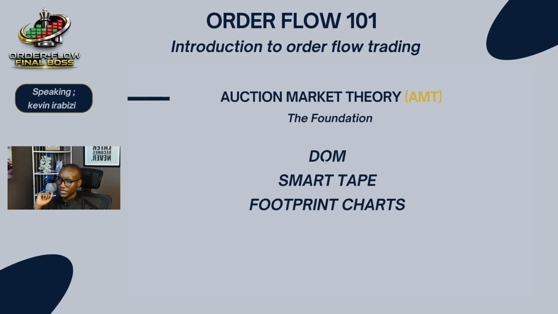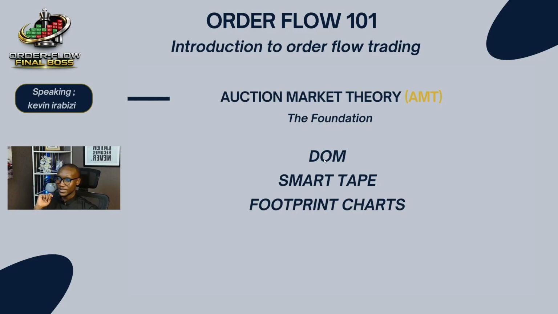DOM stands for the depth of market, and this is where we find our limit orders or our passive orders. The depth of market, or the order book, is where sellers or buyers that are willing to wait for price to reach their desired level will place their orders. We are going to get back to that in a minute.